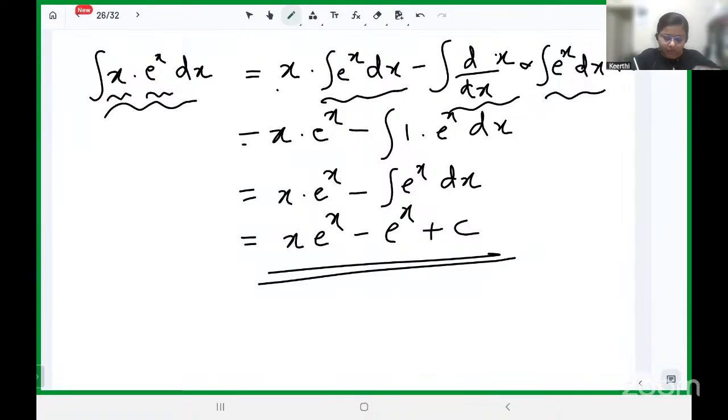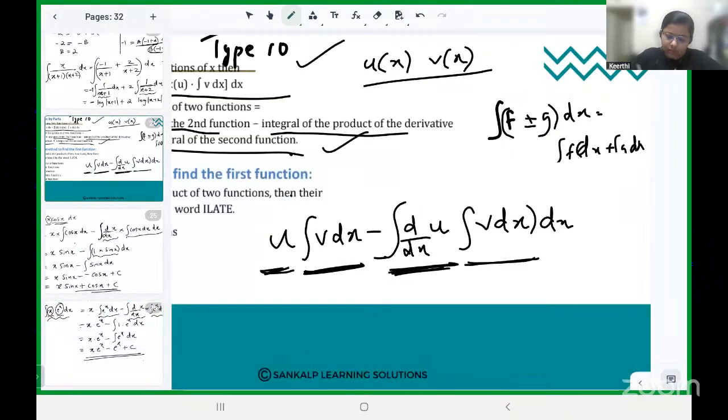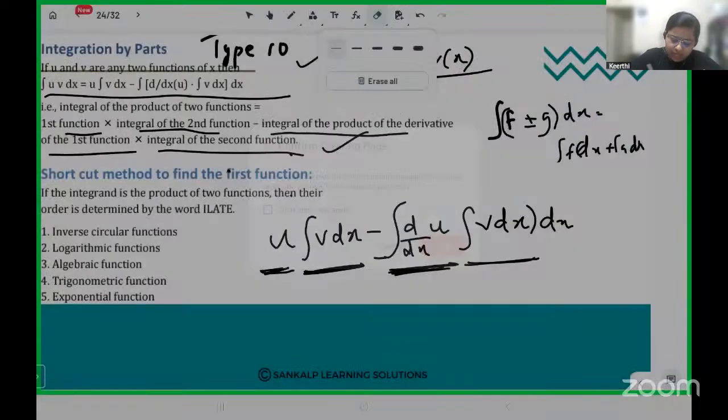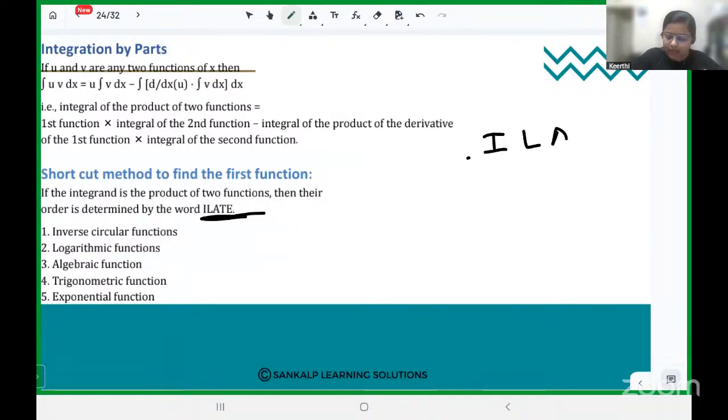All right. Now here, one more condition is that the order of the functions is important. There is a rule for choosing which function you should take as the first function and which as the second function. The order is important. The shorthand for that is given here. It is called the ILATE rule. This means just the first letters of the different types of functions.